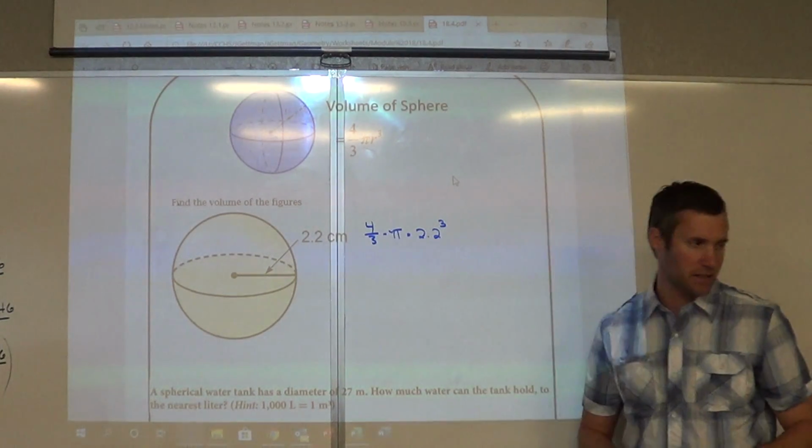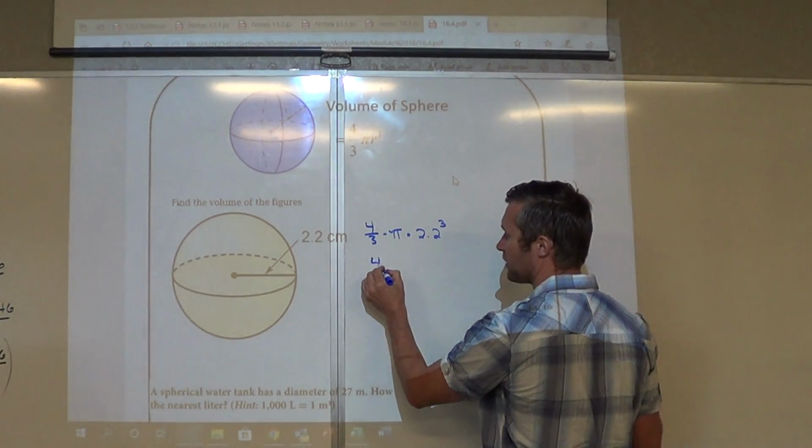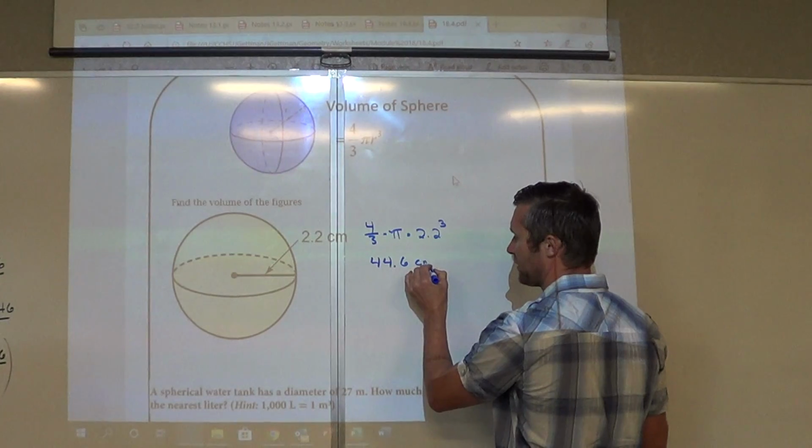So make sure, a lot of times you get into just squaring it. We want to make sure we cube it. If we do this, we're going to get 44.6 centimeters cubed.